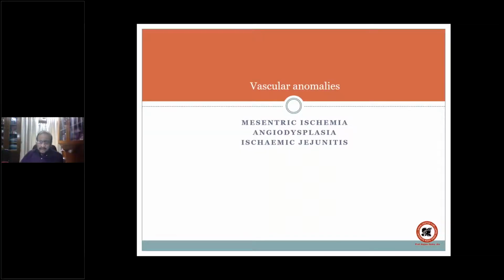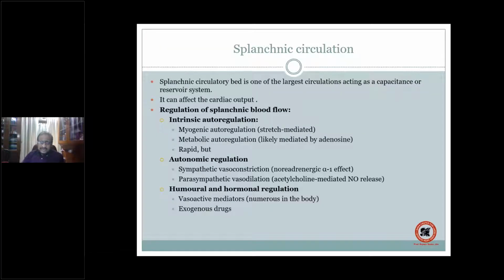Now, coming to the vascular anomalies of the small bowel, and before we go on to that, let's have a look at the splanchnic circulation. One of the largest circulations, acting as a capacitance or reservoir system. At any given point of time, it is housing 20 to 25% of the cardiac output. It varies anywhere from 10% to 35%, but on an average, 20% of the cardiac output is in the splanchnic circulation. Splanchnic circulation does not only mean small intestine, remember, it also includes liver, pancreas, and so on and so forth. Because of housing 20%, it can affect the cardiac output.